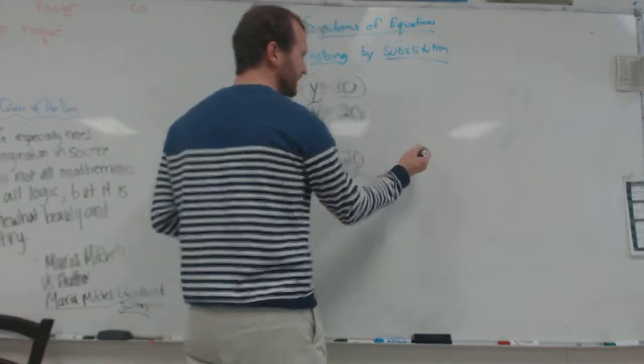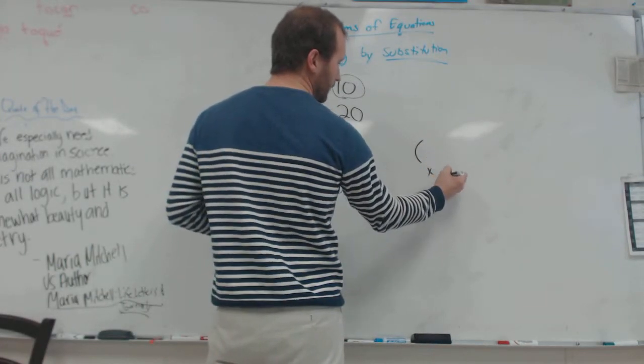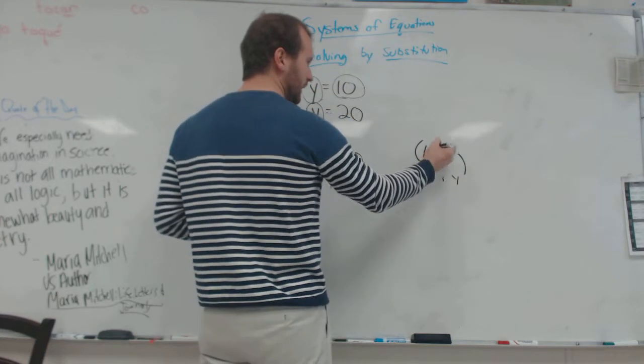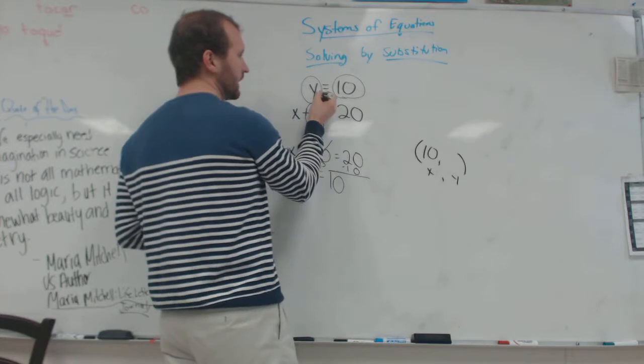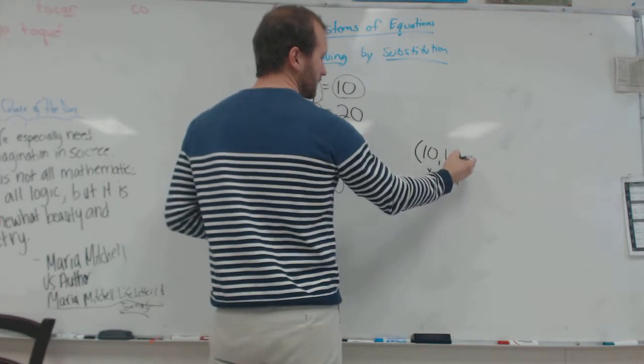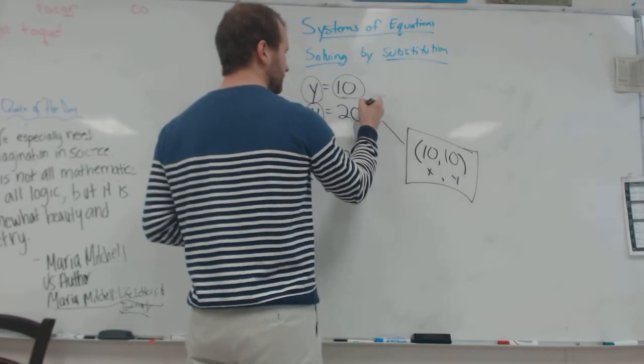Now the trick with a system of equations, remember, we're looking for a point where two lines intersect. So your answer is always going to be a point, x comma y. We found x is 10, and y was kind of given to us in this one. y is 10. So this is the answer to this system of equations.